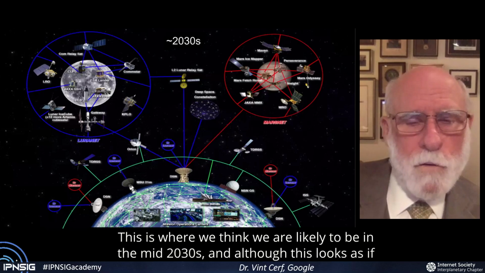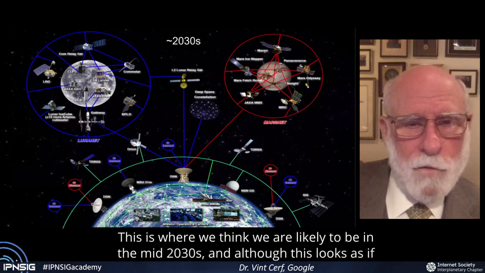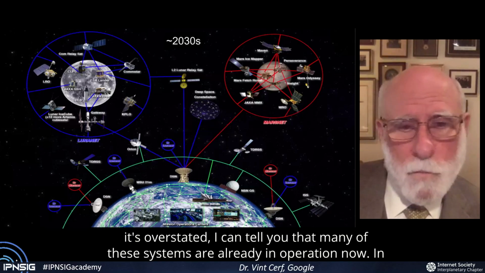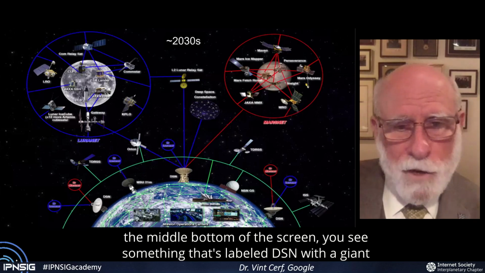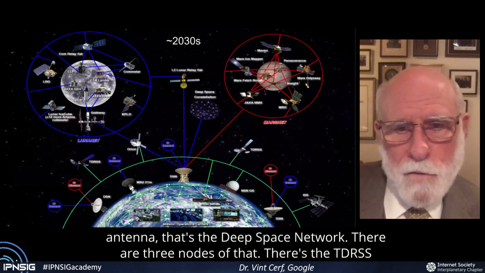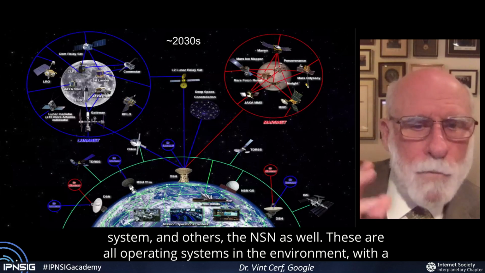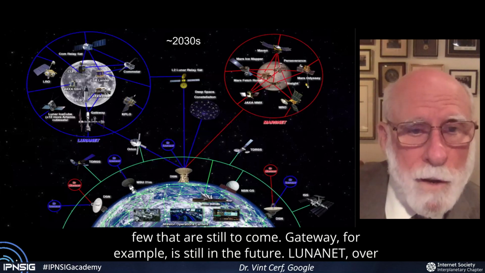This is where we think we're likely to be in the mid-2030s. And although this looks as if it's overstated, I can tell you that many of these systems are already in operation now. In the middle bottom of the screen, you see something that's labeled DSN with a giant antenna. That's the Deep Space Network. And of course, there are 3 nodes of that. There's the TDRS system and others, the NSN as well. These are all operating systems in the environment, with a few that are still to come.